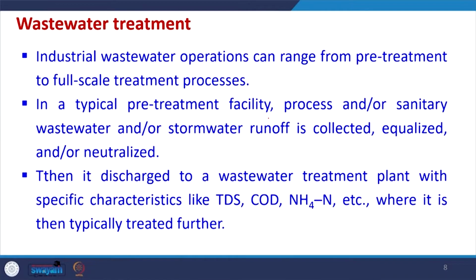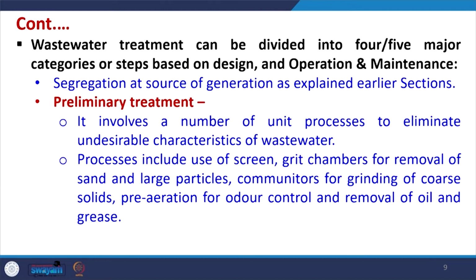Now, in a typical pre-treatment facility, we have process and sanitary wastewater, or it may be storm runoff also, which is getting collected. So, it will be equalized and neutralized. Then it will be discharged to a wastewater treatment plant with characteristics such as TDS, COD, ammoniacal nitrogen, where it will be treated further. So, this is done. Now, wastewater treatment can be divided into 4-5 major categories or steps based upon design, operation and maintenance that we have learned. So, we will try to understand this.